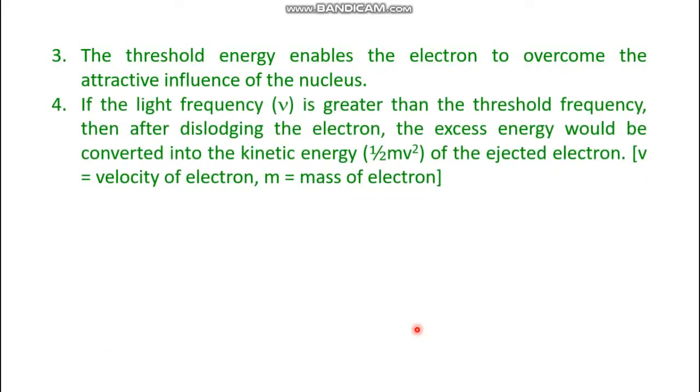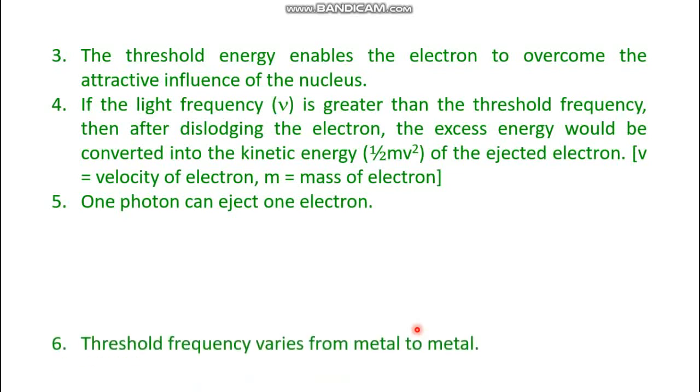Okay. Number 4, if the light frequency nu is greater than the threshold frequency, then after dislodging the electron, the excess energy would be converted into kinetic energy. That means half mv square, where v is the velocity of that ejected electron and m is the mass of the electron. Number 5, one photon can eject one electron. That is very important. One photon cannot eject 2, 3 or 4 electrons, and two photons cannot together dislodge one electron. This is very particular. One photon, one electron.